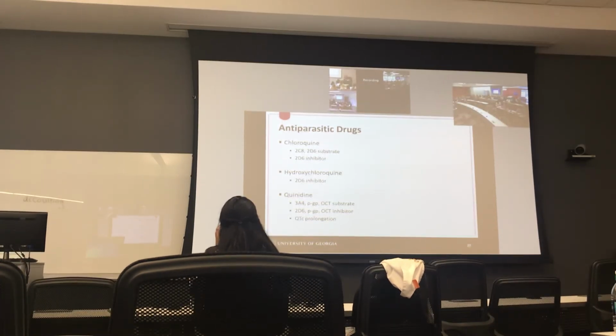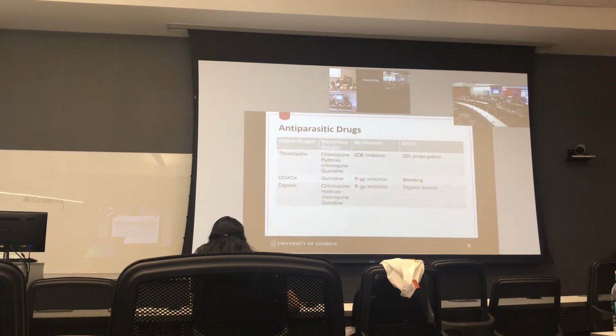So we see that all three of these agents are 2D6 inhibitors. And quinidine has some additional interactions because it's also a PGP inhibitor, and it's a 3A4 and a PGP substrate. And as an antiarrhythmic, we're not surprised that it can cause QT prolongation. So all three agents, chloroquine, hydroxychloroquine, and quinidine, interact with iloperidone through 2D6 inhibition, and this can result in QT prolongation.